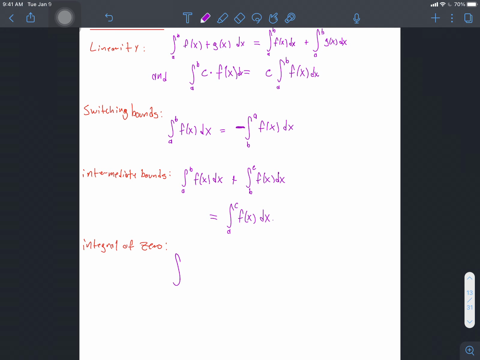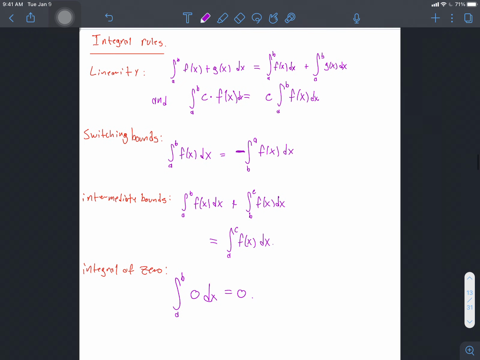And finally, we get that the integral of 0 is just 0. Okay? Because the 0 function, what does it look like? It's just a function which is on the x-axis, right? So if you talk about the area underneath something which is on the x-axis, it doesn't make sense because there's no area under it, right? So we just get 0. I mean, it does make perfect sense. The area is 0.